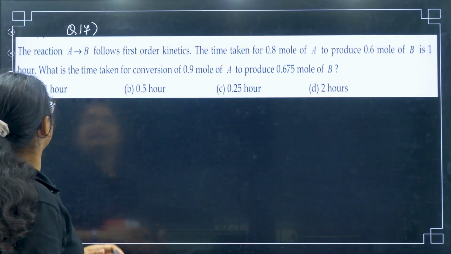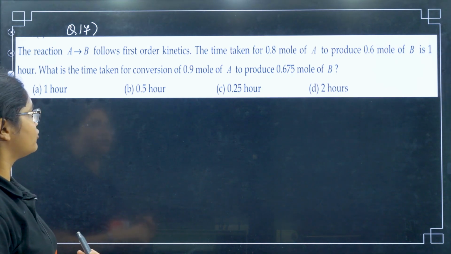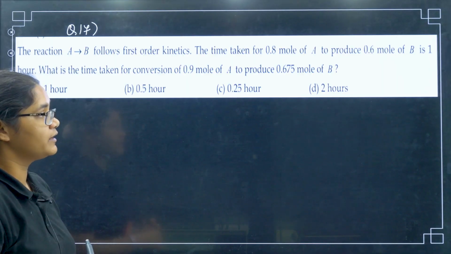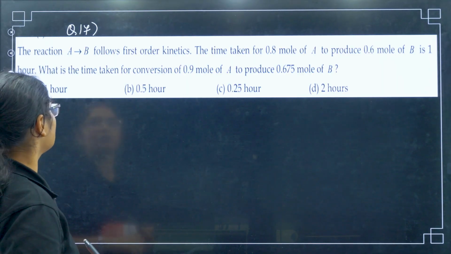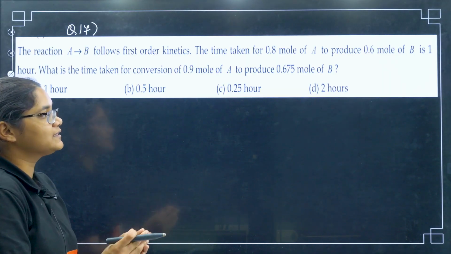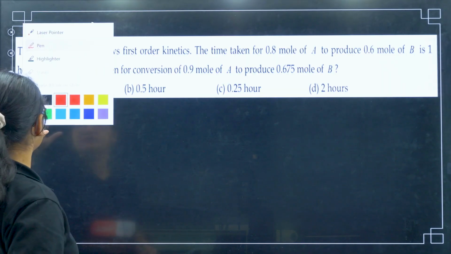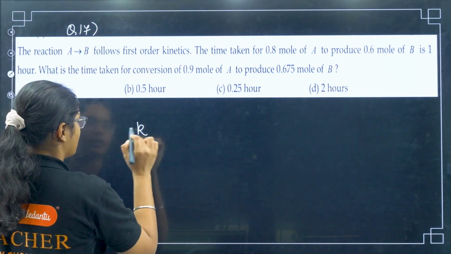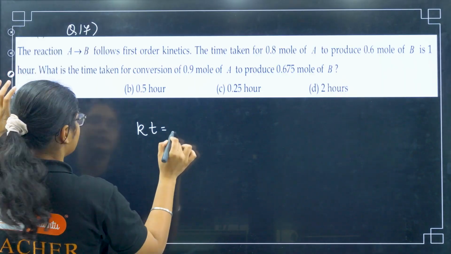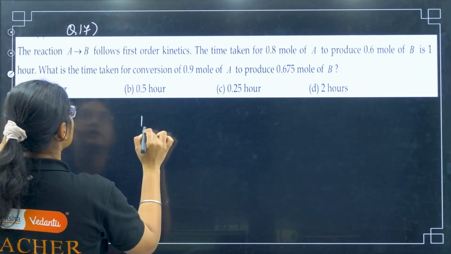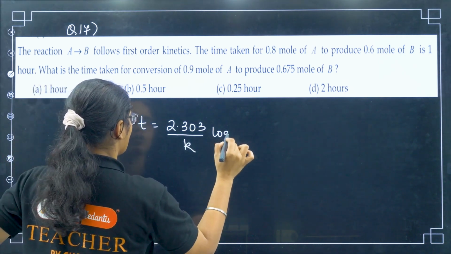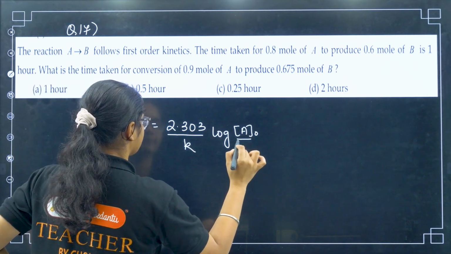Okay. Next, the reaction A to B follows first order kinetics. The time taken for 0.8 mole of A to produce 0.6 mole of B is 1 hour. What is the time taken for the conversion of 0.9 mole of A to produce 0.675 mole of B? Now you see here, for a first order reaction we have this formula, we are talking about time, right? So let me write down, time equals 2.303 by K log of A naught by A.